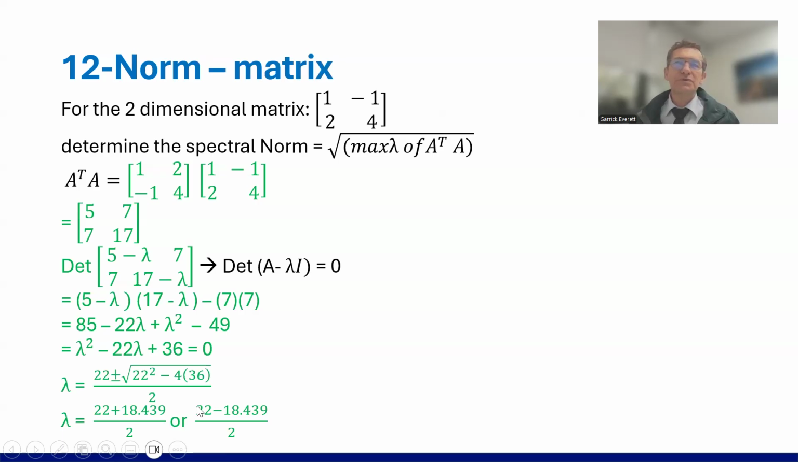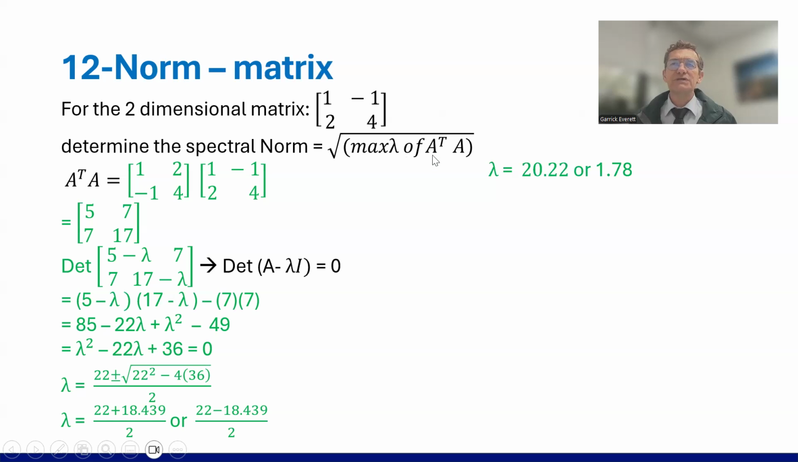Now, since you know you're looking for the maximum, you probably don't really need to do this. You could just concentrate on doing the plus section and ignore this. I'm doing both to show you. But if you're trying to find the maximum, you're really only after whatever this number is here, the biggest number. So we're going to get 20.22 or 1.78. Obviously, this is the biggest number.